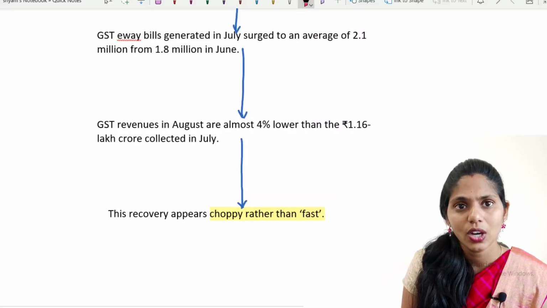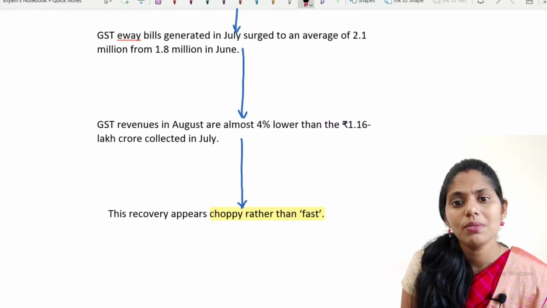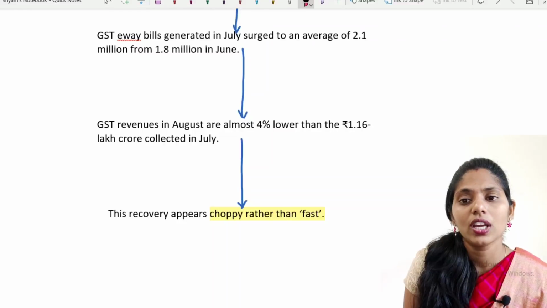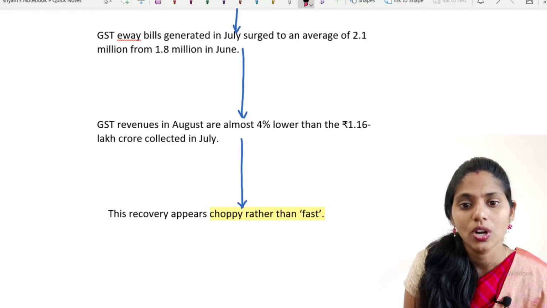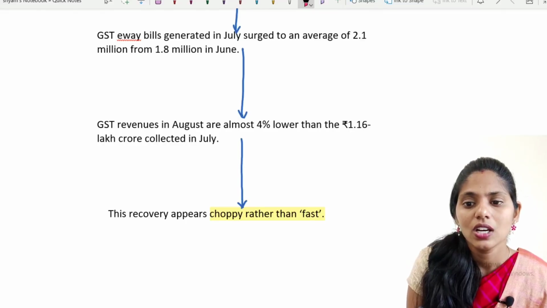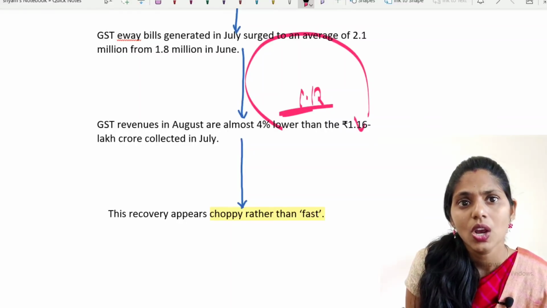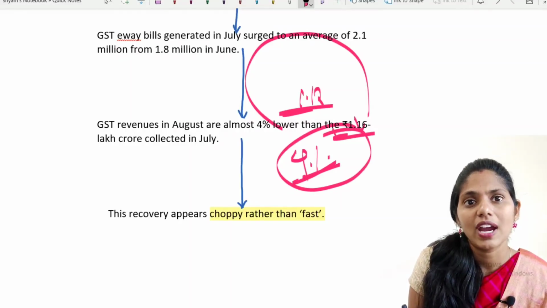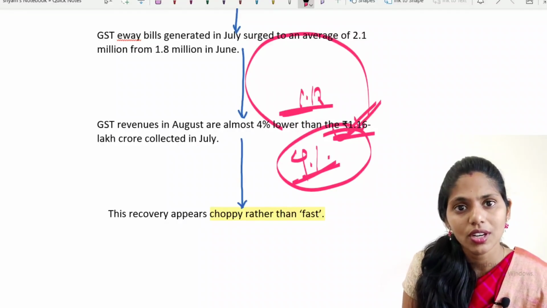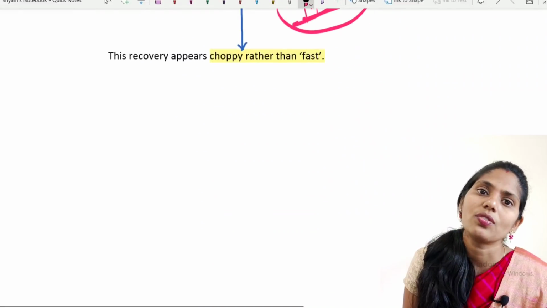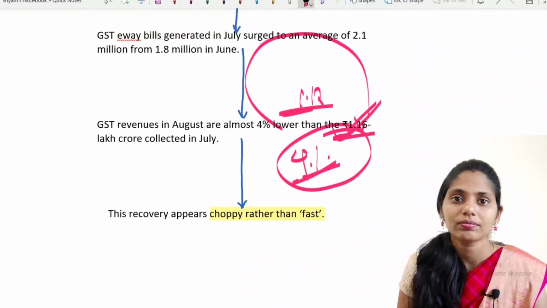Finally the author says that GST e-way bills generated in July surged to an average of 2.1 million from 1.8 million in June, but in August it is 4% lower. We collected 1.12 lakh crore, but in July 2021 we collected 1.16, that is 4% lower. Because of this, the author says that whatever recovery we are seeing now is very much slow rather than fast. This is the gist of this topic, and I hope it is clear.